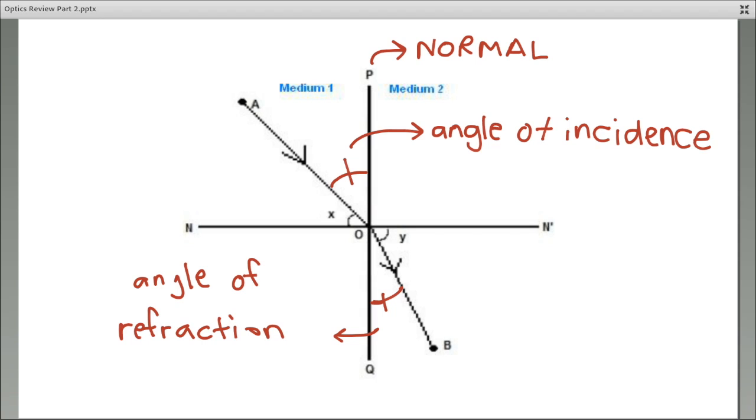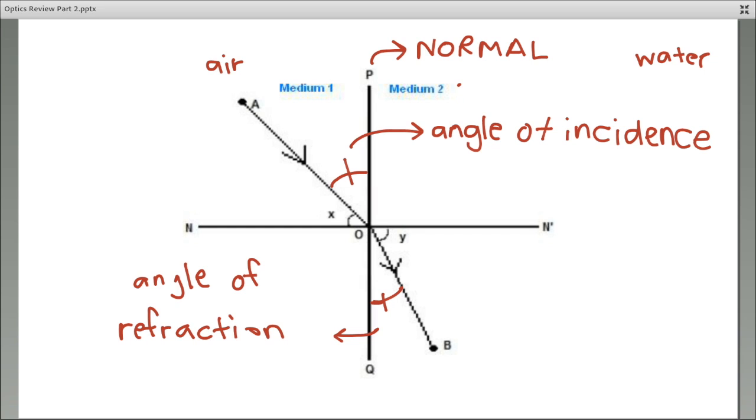Okay, and then these are two different mediums. So for example, this could be air, and this could be water. When we travel into a more dense medium, basically almost anything is more dense than air, your angle is going to be refracted closer to the normal, and so this angle is going to be smaller than this one. They're not going to be the same.